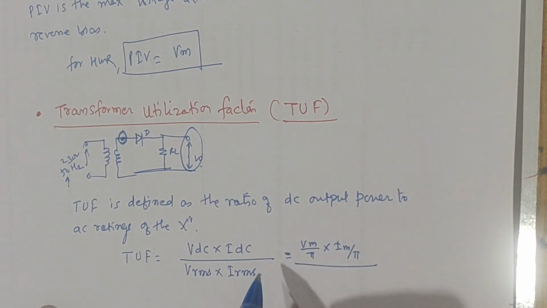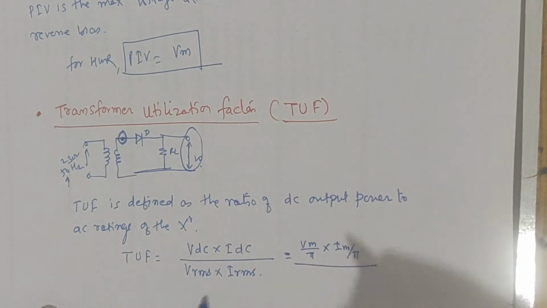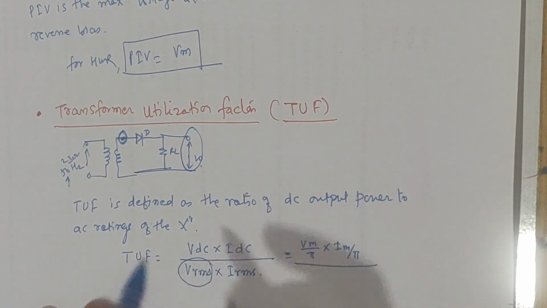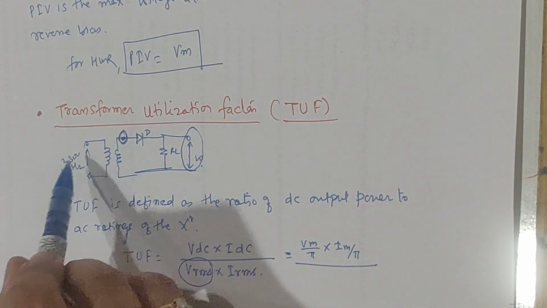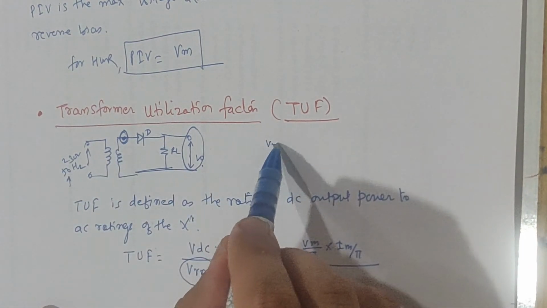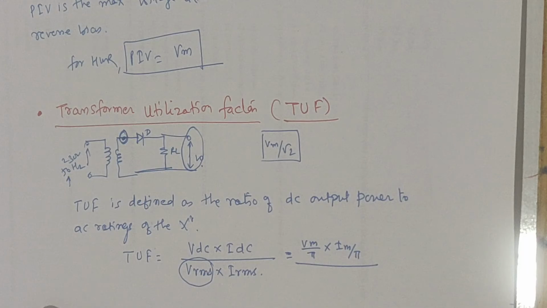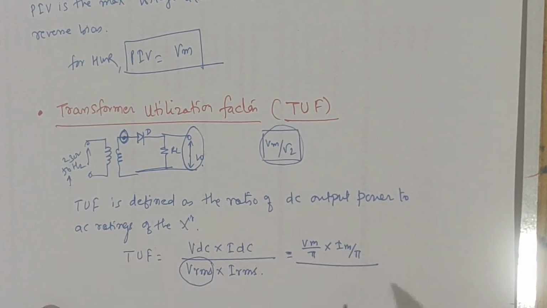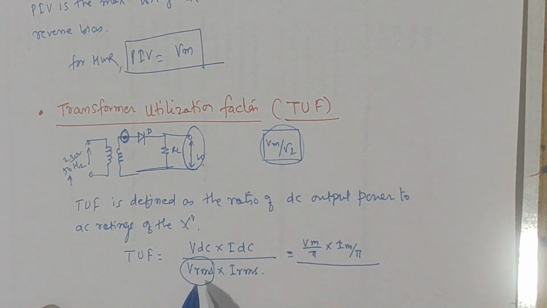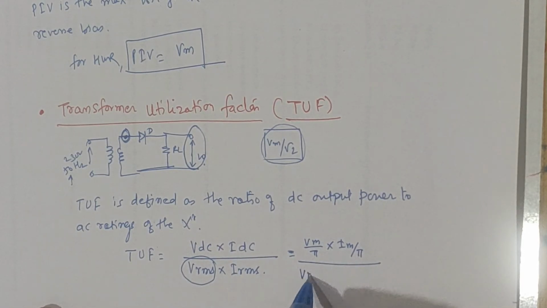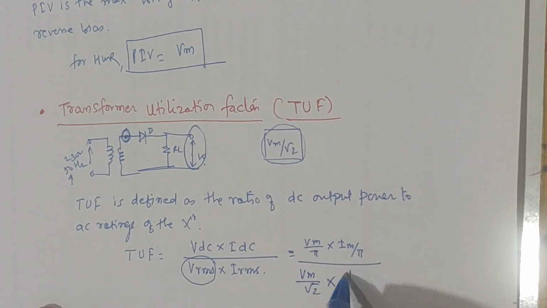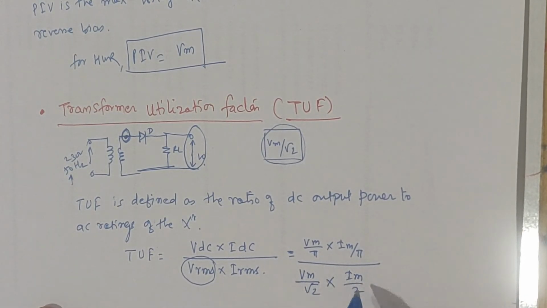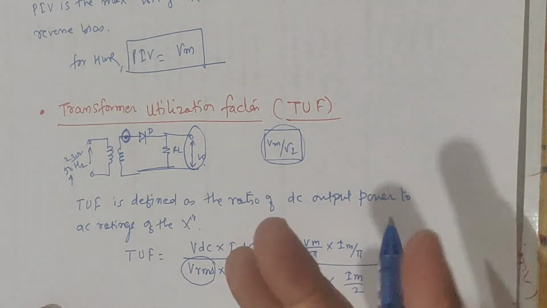VRMS. Now how can VRMS be calculated? I need to consider the transformer side, and for a transformer the VRMS value is given by Vm by root 2. You must have studied this in the electrical subject you had in the first year. So the voltage is Vm by root 2. Here I will not be taking the rectifier value of VRMS, but the secondary RMS value, Vm by root 2. So VRMS will be replaced by Vm by root 2, and the current flowing through the circuit is the same, Im by 2. See this: Vm by root 2, but Im by 2, because the current flowing through the circuit is Im by 2, which we have already calculated.